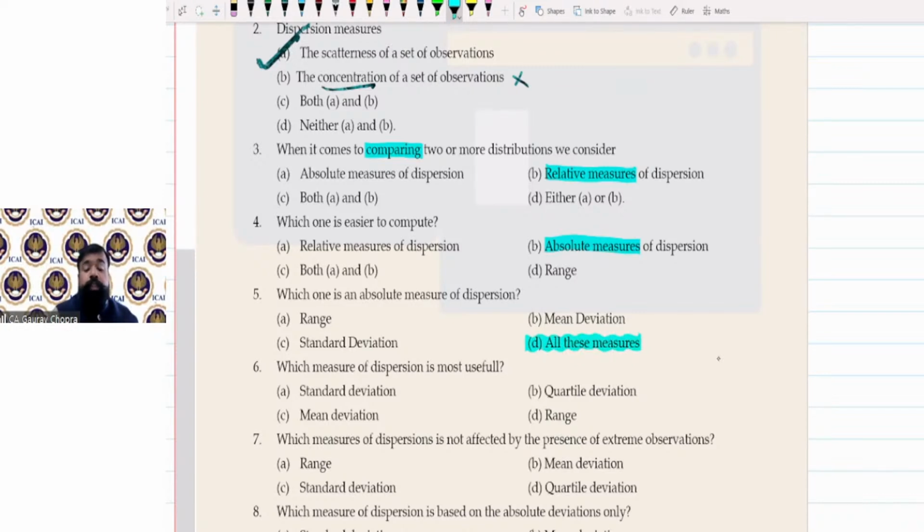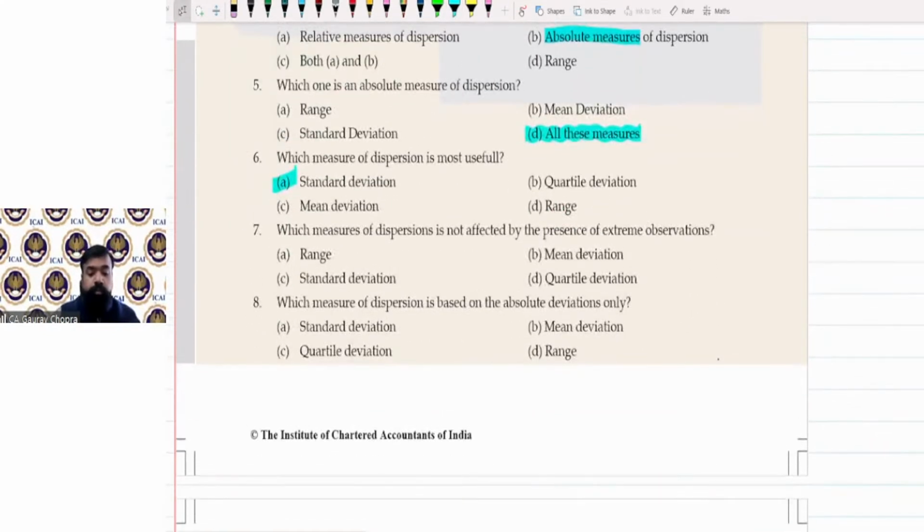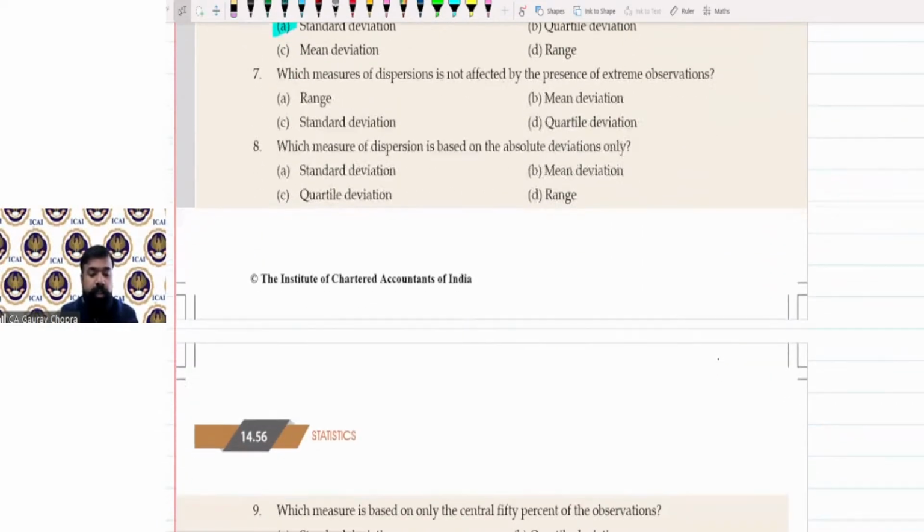6. Which measure of dispersion is most useful? This we will be doing in our next session. But out of these 4 measures of dispersion, the standard deviation is the best measure of dispersion. So it is most useful. That is option number A. But this we will be discussing in detail in our next session. 7. Which measure of dispersion is not affected by extreme observations? Again, this will be covered in the next session.